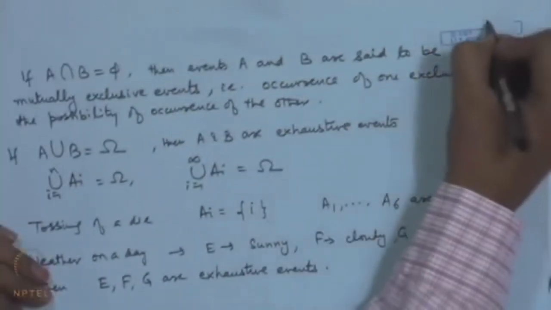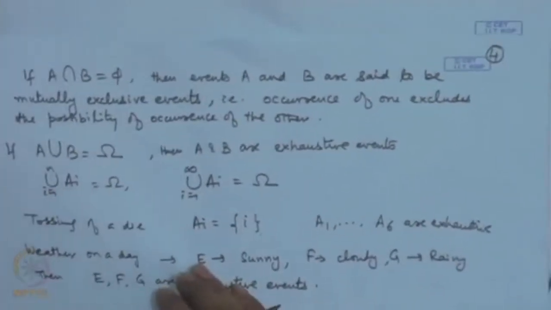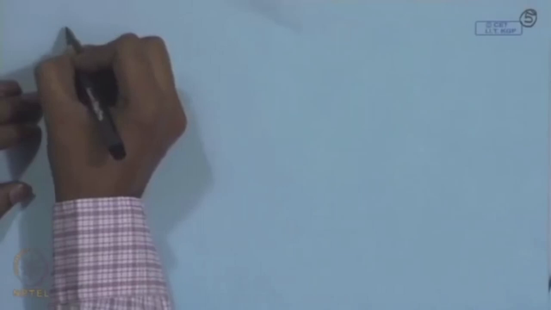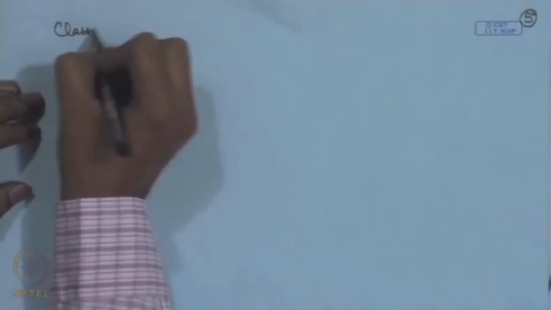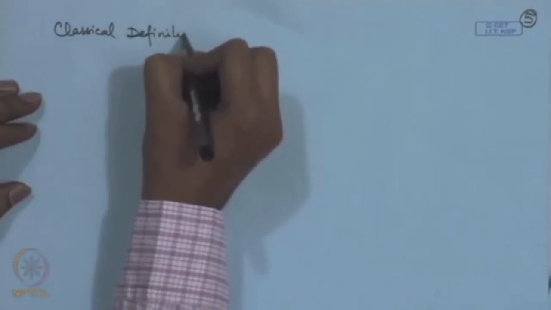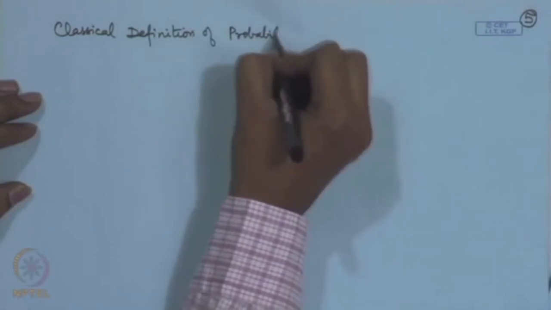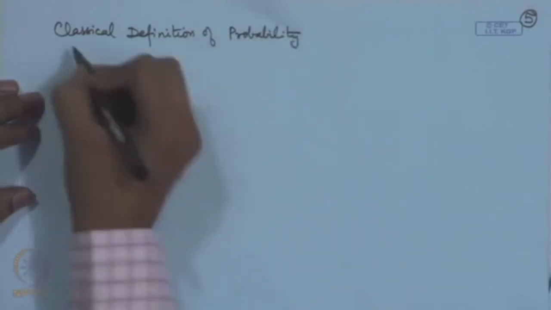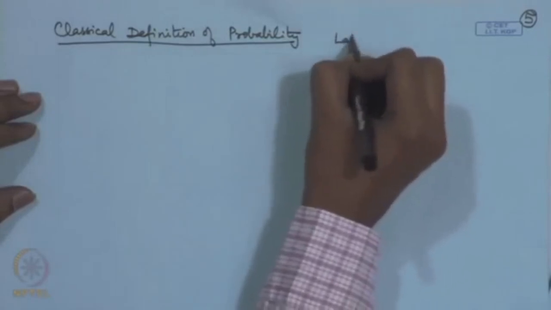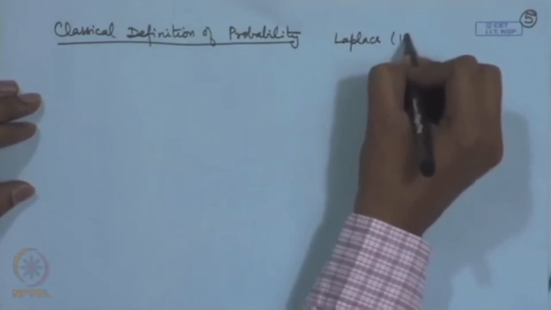Now, we are ready to look at one of the preliminary definitions of probability, which we call the classical definition of probability. This can be attributed to Laplace. He was the first one who gave it in this particular form.